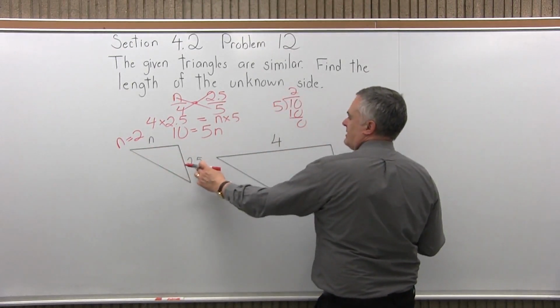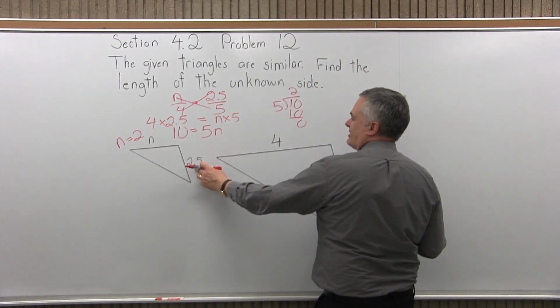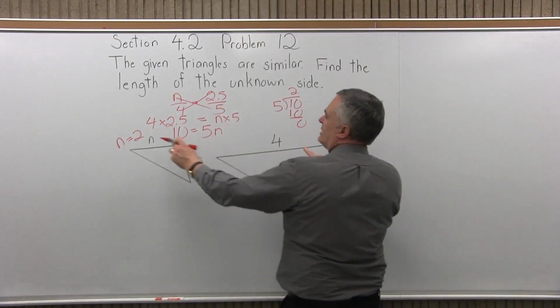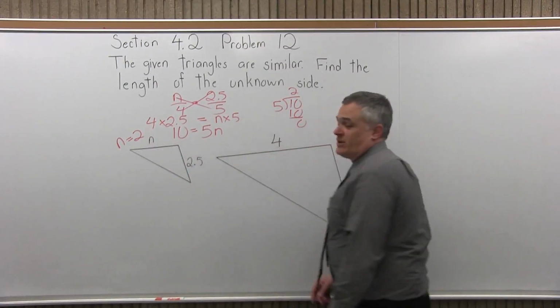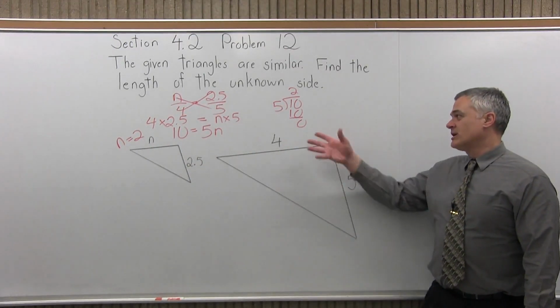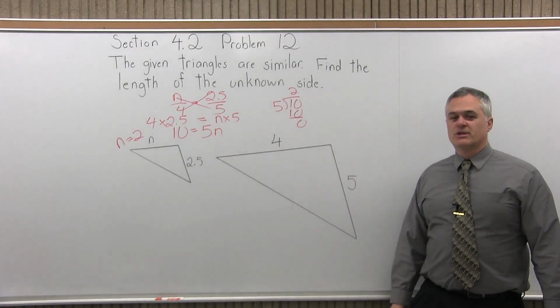I expected it to be 2 because you can see the smaller triangle, the right-hand side to the right-hand side, it's half as much. 2.5 is half of 5, so the top should also be half of 4. So if you happen to see it that way, that's even quicker. But if not, the process with the proportion works equally well.